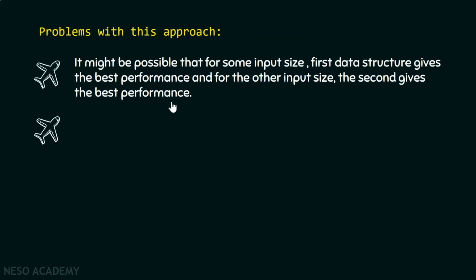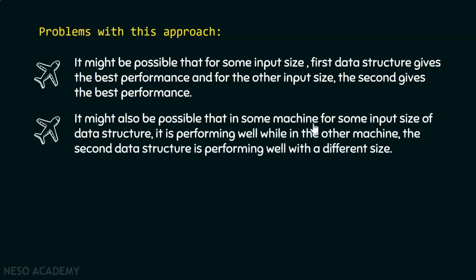If you are calculating the exact running time, it might be possible that for some input size, your first data structure is actually giving the best performance and the other data structure is giving the best performance on the other input size. And obviously, it might also be possible that in some machine, for some input size of data structure, it is performing well, while in the other machine, the second data structure is performing well with a different size. Maybe it is possible that in some machine, your first data structure is giving the best performance, while in the other machine, the other data structure is giving the best performance. Exact running time calculation is not at all practical. Let me tell you, it is not at all practical.